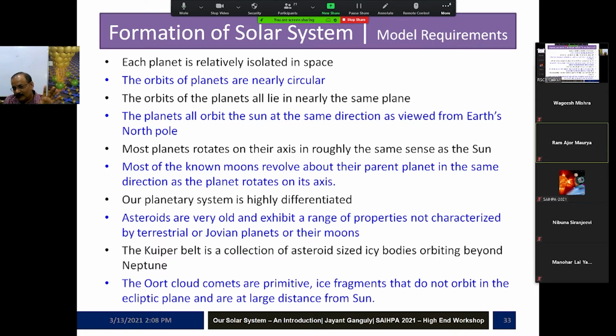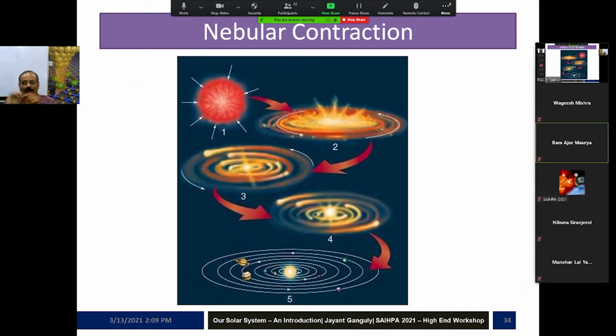So all these things have to be accommodated in a model, and that model is what people want to think about. One suggestion, which has come from observing other systems like Beta Pictoris, and we will see some of the other stellar systems which have been watched, is that by looking at all these model requirements, people have come out with a hypothesis called the Nebula Hypothesis, where there will be a nebula of gas, and the central part of the nebula will condense to become the star, and the remaining will form a disk.